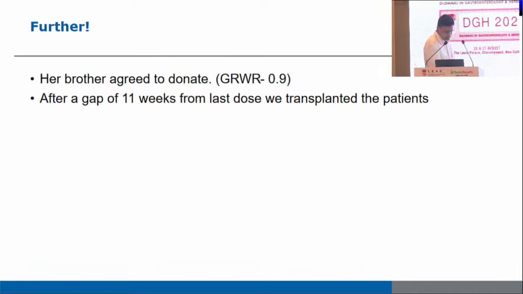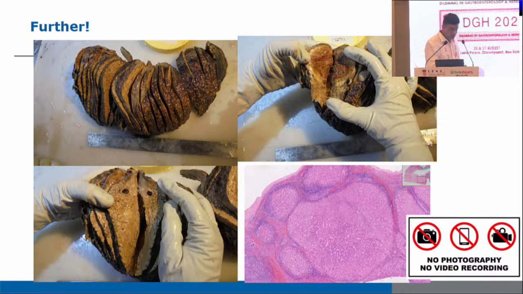His GRWR was 0.9. After a gap of 11 weeks, less than 3 months, we did a transplant for this patient. Since we are running out of time, I'll just show the specimen. I don't want anyone to take pictures. It's a completely necrosed tumor, which is seen on image B, and it's a completely cirrhotic liver. There are 3-4 lesions whose photos are not put up here; we are trying for publication, so I have not put all the photos. This is a cirrhotic liver and a completely necrosed tumor.